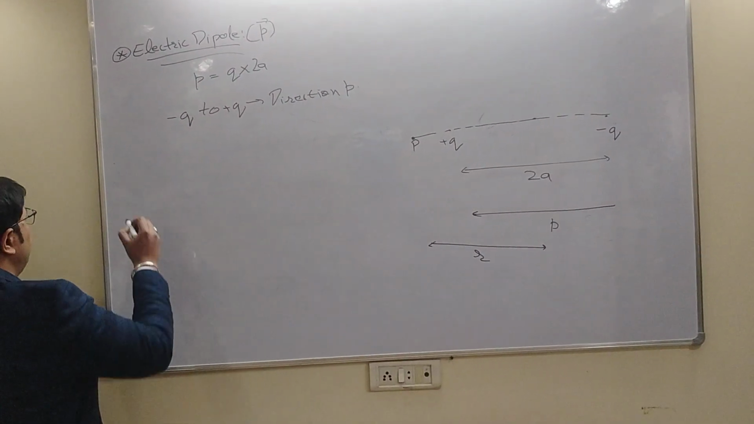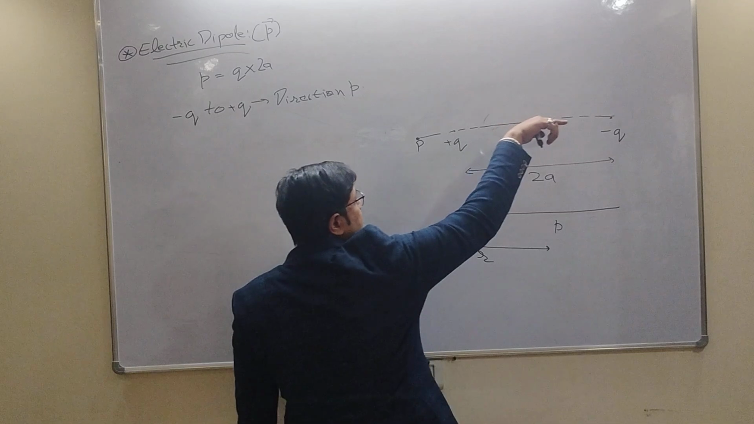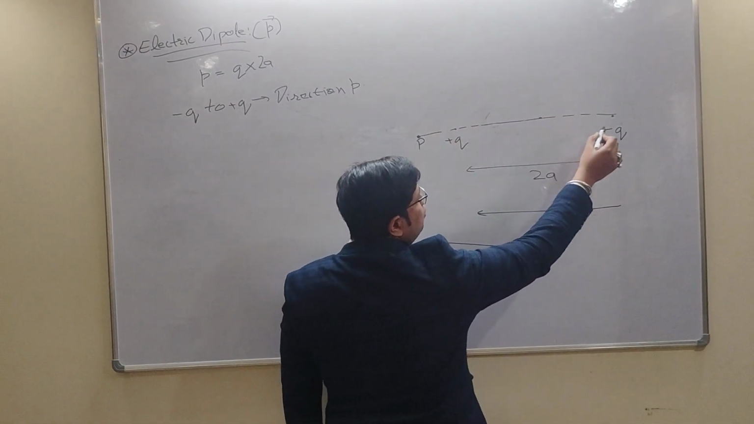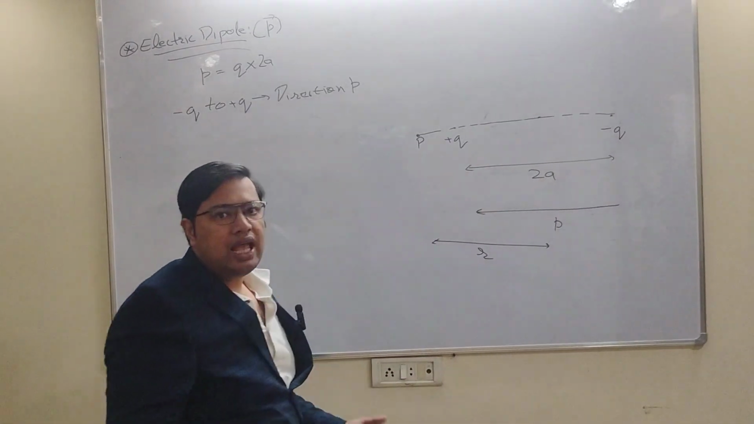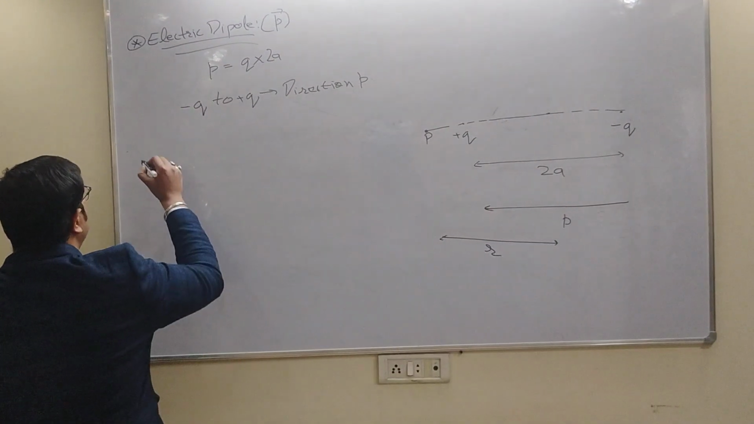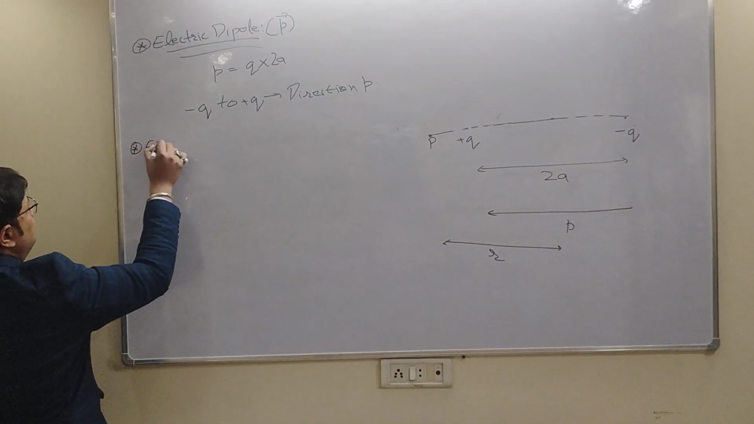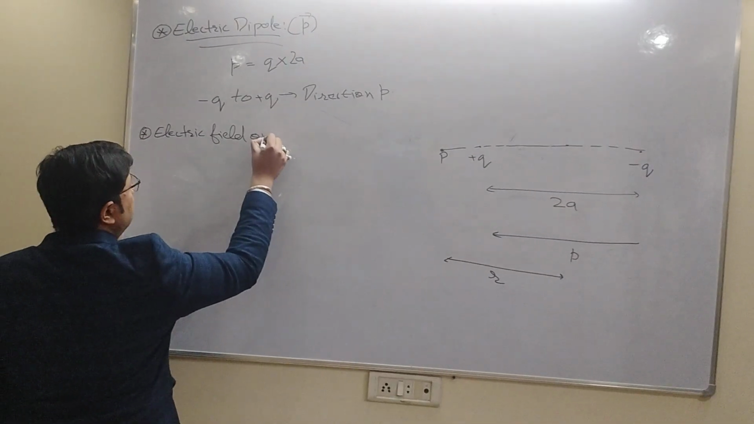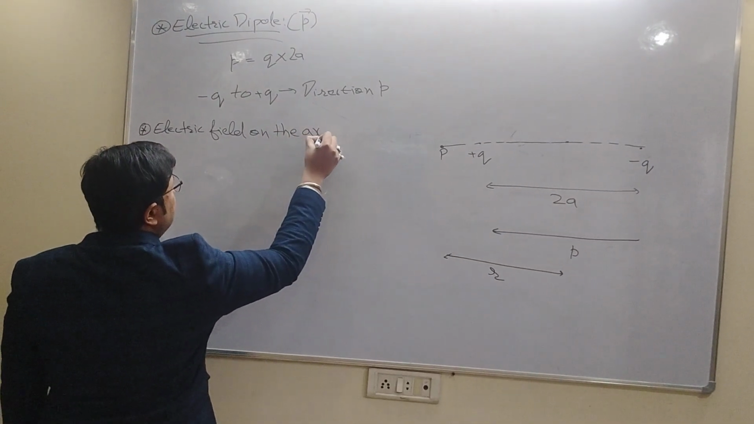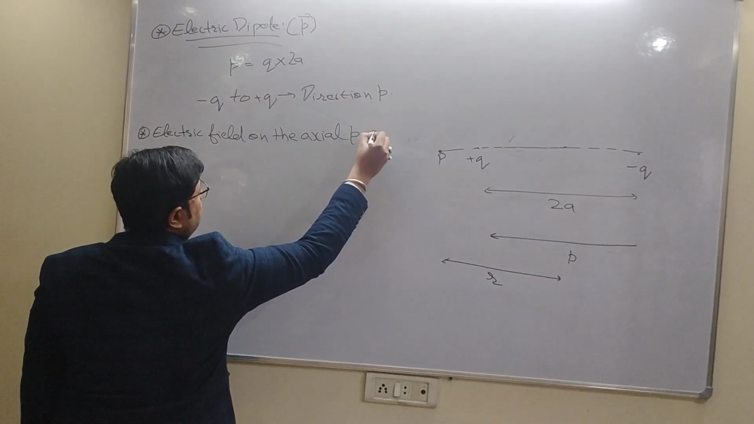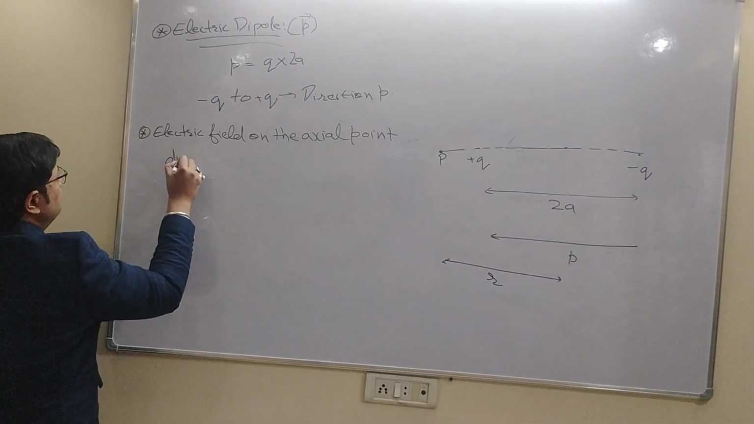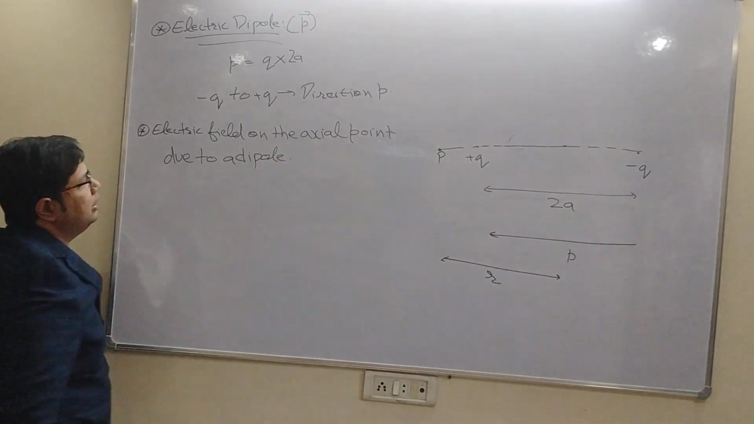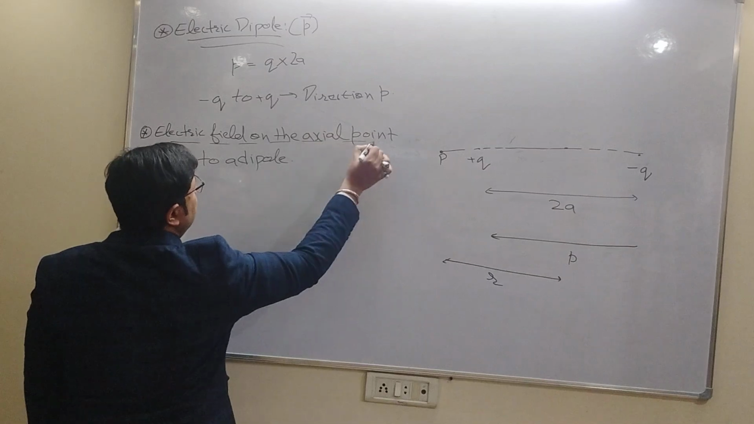So this point is on the axis of this dipole. When I'm taking a point which is on the line joining the two charges, then that point is on the axis of that dipole. So we are finding out now electric field on an axial point due to a dipole.